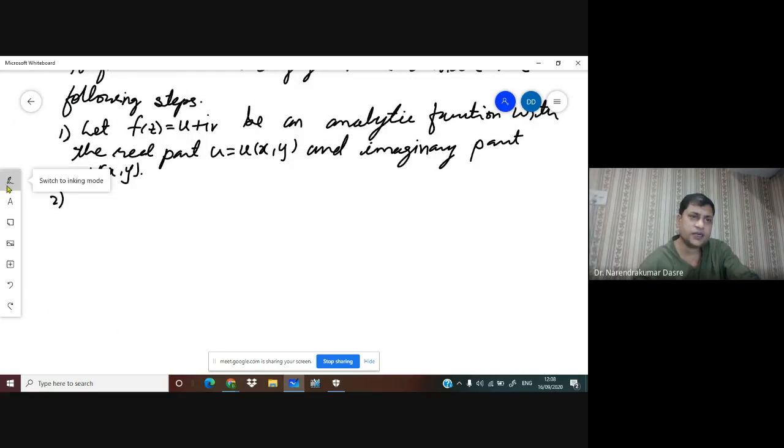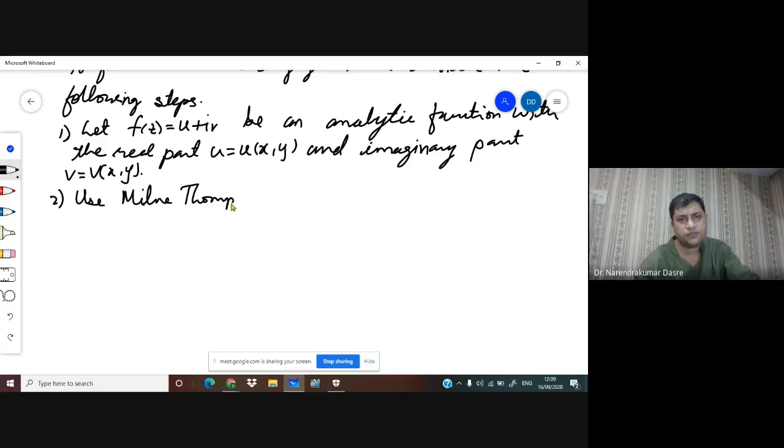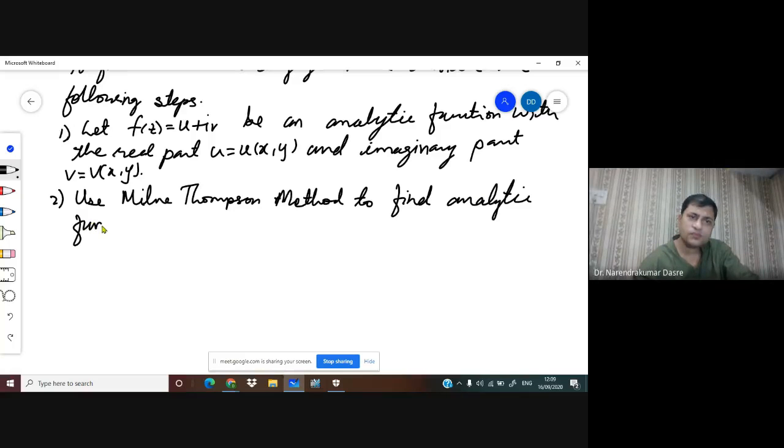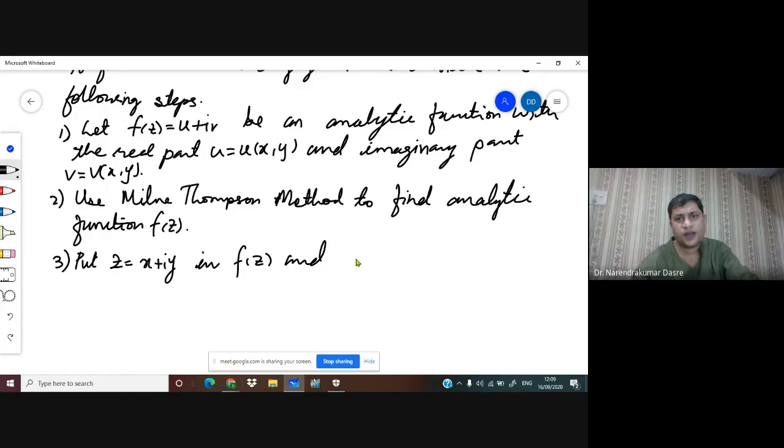Now, the second step, use the Milne-Thompson method to find the analytic function f(z). And the third step, put z is equal to x plus iy in f(z) and separate the real and imaginary parts.